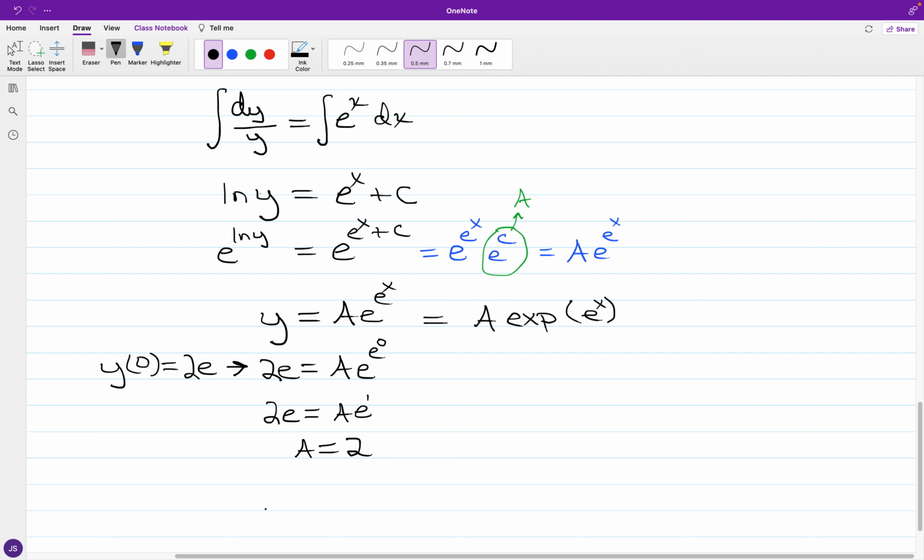And so for the specific solution, we had that y is equal to 2 times e raised to the e to the x power. You can write it in that fashion, or say that we have 2 times the exponential of e raised to the x.